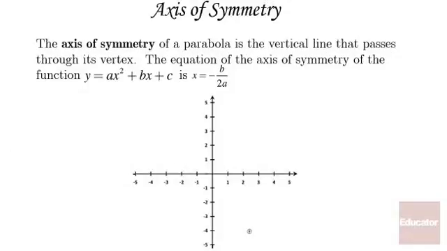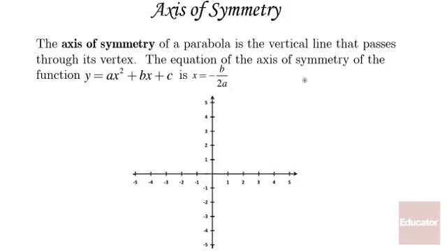Okay, the axis of symmetry is related to the vertex because the axis of symmetry of a parabola is the vertical line that passes through its vertex. So we just talked about finding the vertex, and the axis of symmetry is a line that passes through that vertex. The equation of the axis of symmetry for a quadratic function in this standard form is x equals negative b over 2a. And you'll notice that this is the same formula that gave us the x coordinate of the vertex. And that makes sense because this is simply a line passing through where that vertex is.